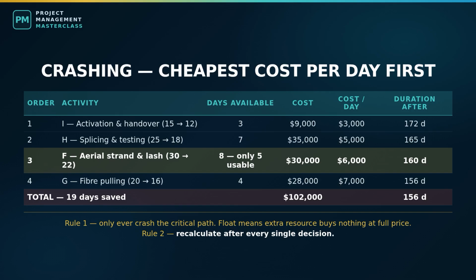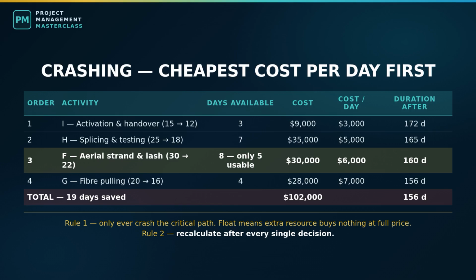Adding resources to an activity that has float buys you literally nothing and costs full price. That happens because the activity with float is where the contractor had spare capacity, so it felt available. Available is not the same as useful. Rule 2, crash in order of cost per day, saved. Cheapest first, always. Here are the options the contractors gave us on the original 175-day network.